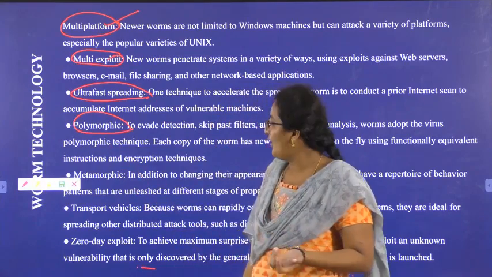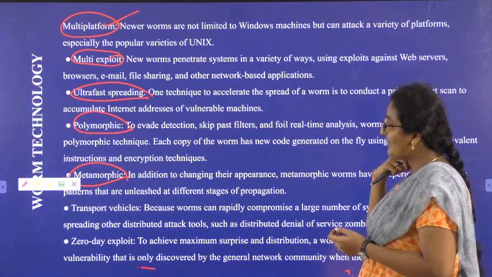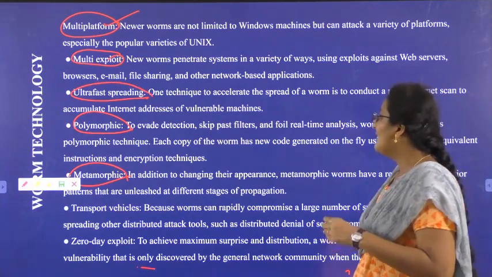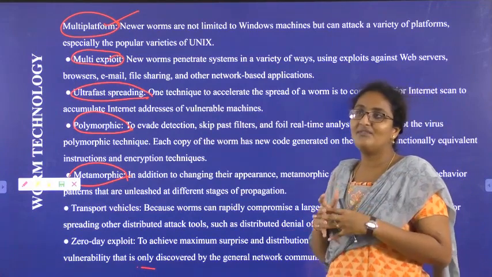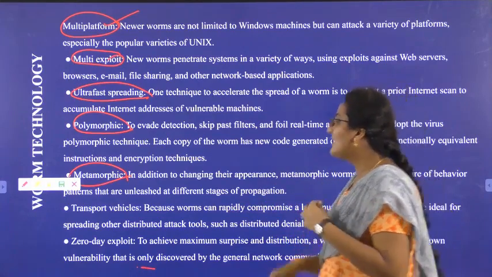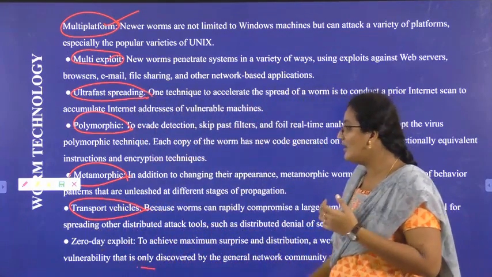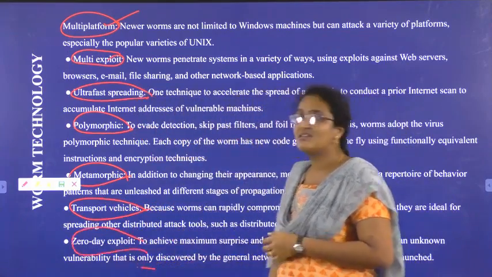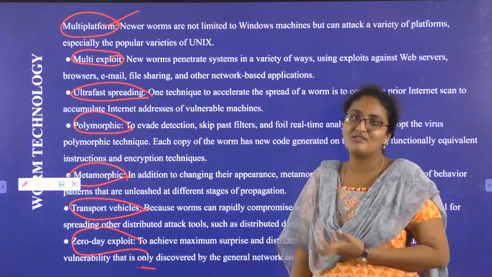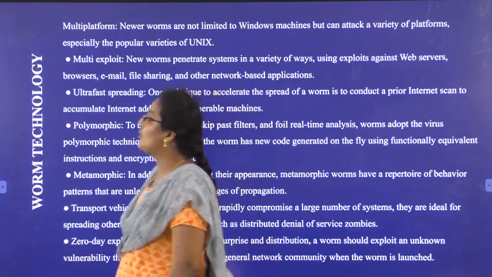Polymorphic means a worm has many forms. Metamorphic means the worm behavior will not change, and silently it will do whatever it wants. Transport vehicles: a worm does not require any medium to transfer. Zero day exploit means that in a single day or within a fraction of seconds, a worm attacks and can collapse your mission. So this is worm technology.